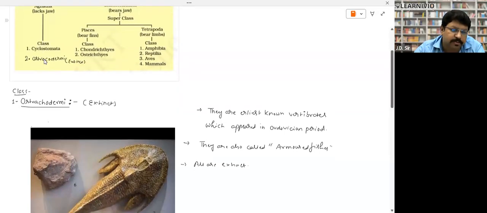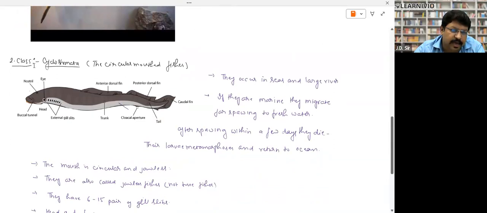Ostracoderms are extinct, but cyclostomata is still found. The second class is cyclostomata. Why do we call them cyclostomata? Because they have a circular mouth, right? They do not have jaws. The circular mouth is like a leech, you must have seen. So they have just a leech-like sucker, right? Basically, they are parasites. They do not require jaws because they are parasites of larger fishes. They stick to larger fishes and keep on sucking their blood, and the larger fishes remain alive, right?